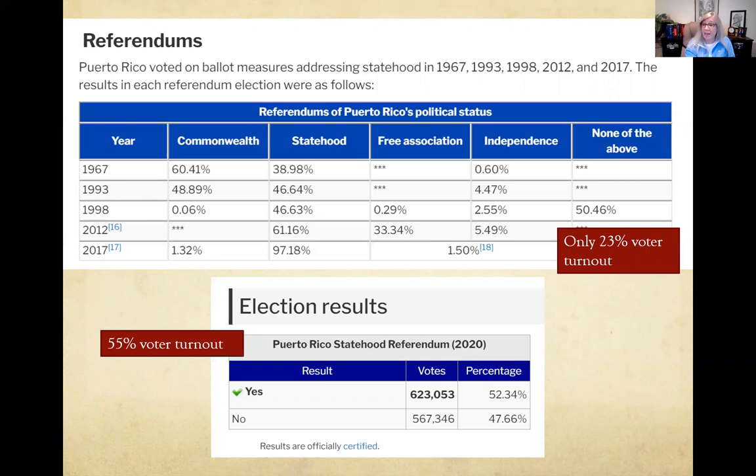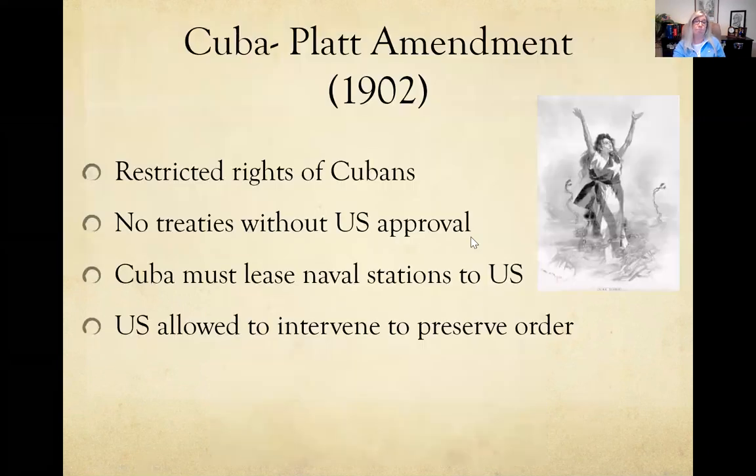So it remains to be seen whether or not the application for statehood is going to come before the Congress and whether or not it would be accepted. So I think that's going to be an interesting thing to watch here in the next year or so to see what happens with Puerto Rico potentially becoming our 51st state. So we will have to wait and see.